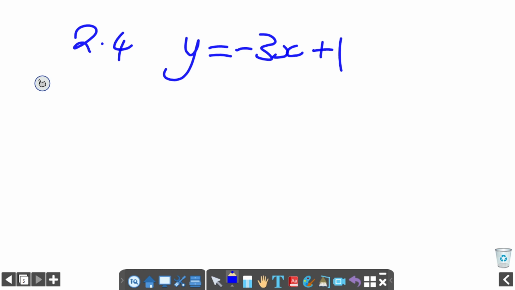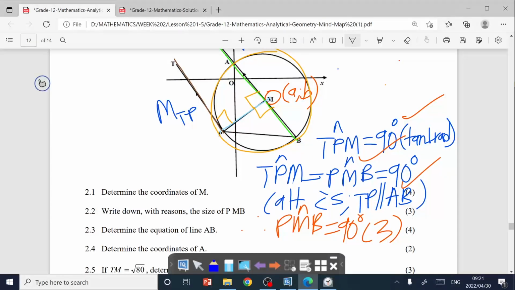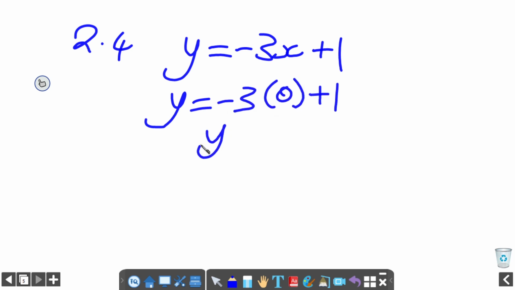Yes, because I care. And then what do you have? What is the point that you have? X is 0. Are we happy with that? Yes. Because of what? The y-intercept. That's good. The coordinate is x is 0, y is equal to something. So now we've got y is equal to negative 3 times 0 plus 1. Y is equal to 1. The coordinate of A is (0, 1).